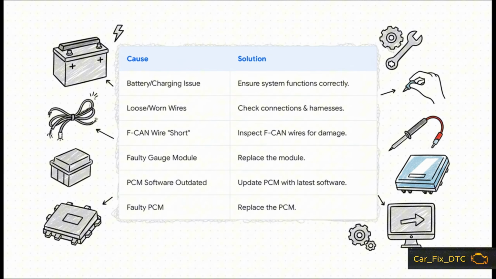And here it is, your cheat sheet. On the left, you've got every potential cause we discussed, from a bad battery all the way down to a faulty PCM, and right there on the right, the direct solution for each one. This is a perfect summary of our entire diagnostic process.